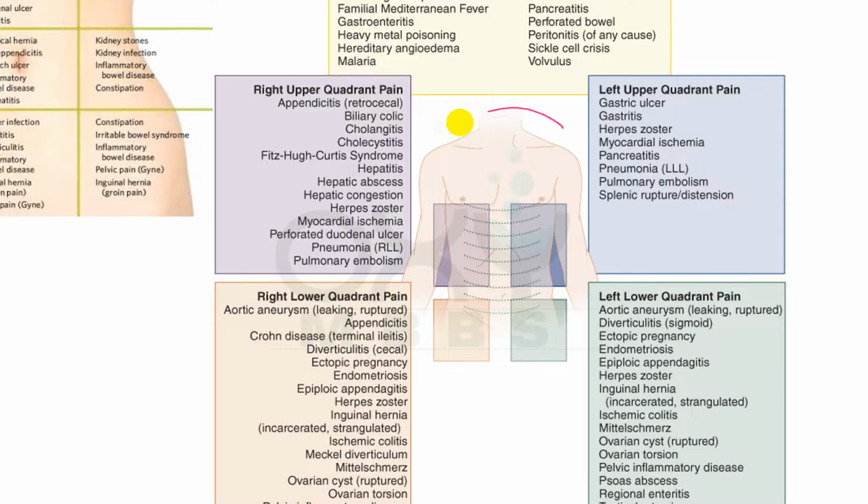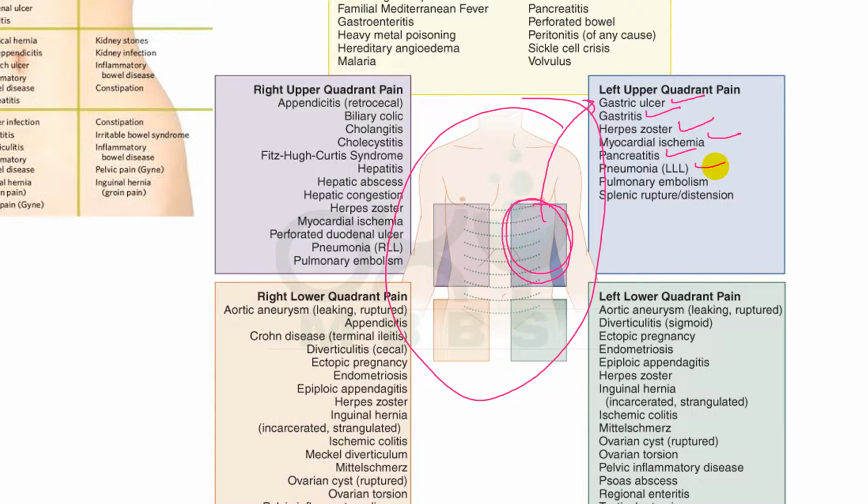Now friends, coming to the quadrants. If there is pain in the left upper quadrant, then you must think of gastric ulcer, gastritis, herpes zoster infection, myocardial ischemia, pancreatitis, pneumonia because of the left lung, pulmonary embolism, splenic rupture and distension.